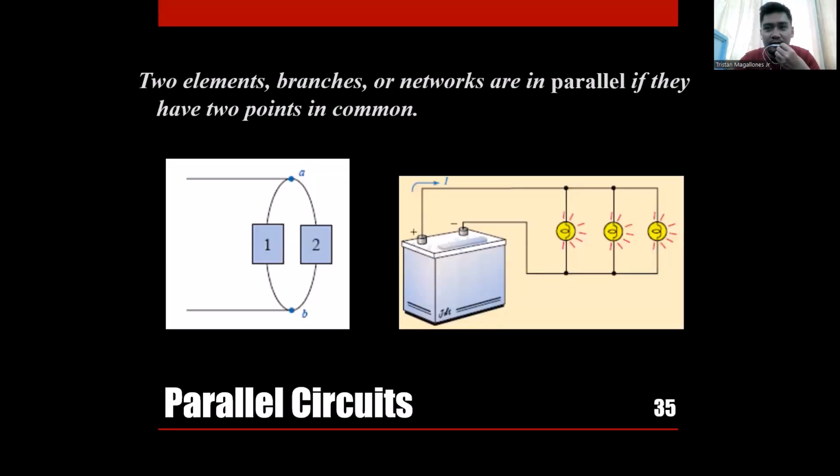Good morning, everyone. Now we will discuss this topic about parallel circuits. We are finished with the series circuits, and now we will be discussing parallel circuits.